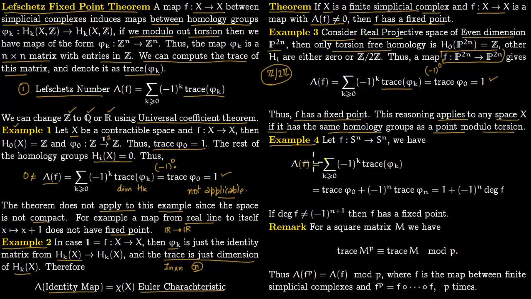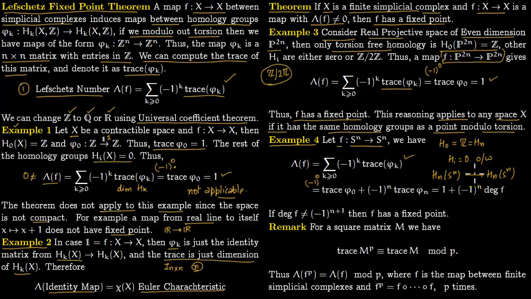Now example 4. Say you have a map f from a sphere to itself, and then we have the Lefschetz number. Again, you just copy this definition down right here. Now obviously the sphere has only two homology groups, H0, which is the integers, and this is the same in Hn, and everywhere else it is 0. So Hi is 0 otherwise. So again you will have minus 1 to the 0 times trace phi 0 plus minus 1 to the n trace of phi n. Notice that the map on the sphere from Hn Sn to Hn Sn is just multiplication by an integer.